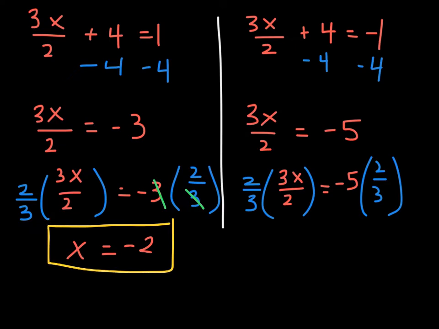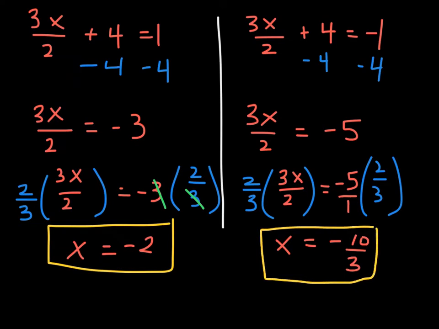On the other side of this, let's see what's happening here. X is equal to, now there's nothing to cross cancel here because 3 and 5 have nothing in common. Let's not forget that -5 is really -5 over 1. So really all you're doing is multiplying straight across. So don't forget about that, guys. So then your final answer is just -10 over 3. That is your other solution. Okay?